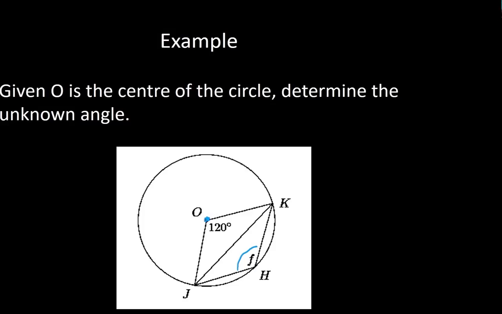So if O is the center, I know that OJ and OK are equal because those are radii. And we also obviously will get the angle at the center being twice the angle at the circumference. But now, look at the angle we are talking about.